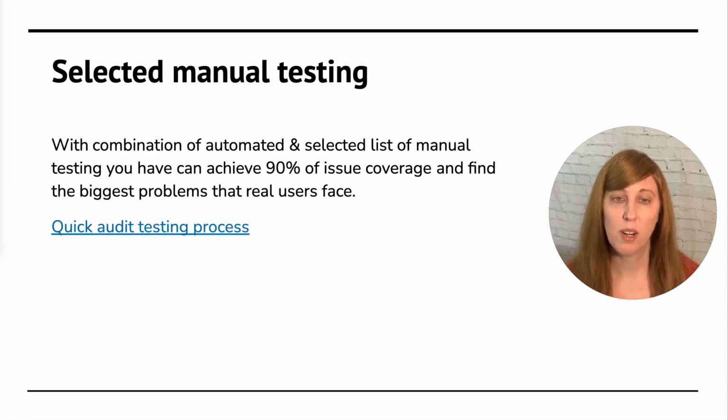Since a small number of WCAG criteria account for the vast majority of problems on a website, we can actually get pretty good coverage on testing by using a selected list of manual testing combined with our automated testing. Doing this, we can usually achieve about 90% of issue coverage and tackle most of the real problems that people face. This is called the quick audit testing process.